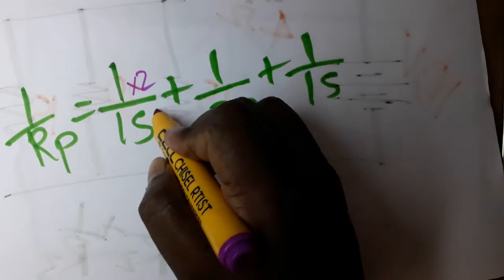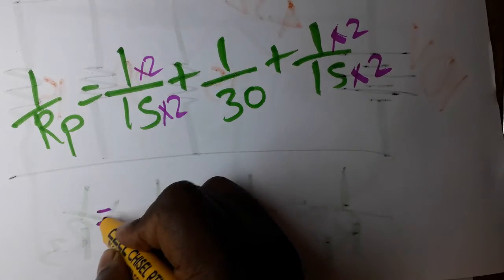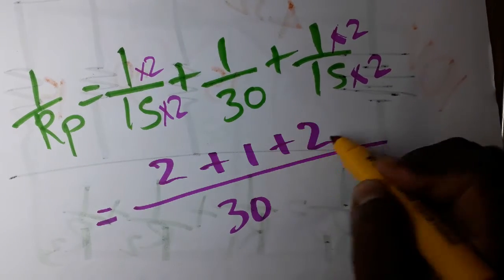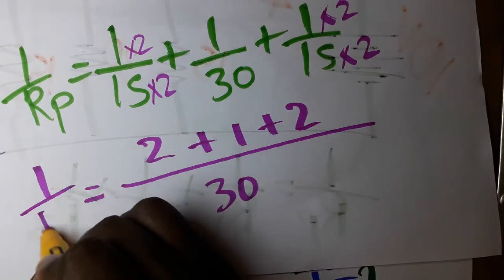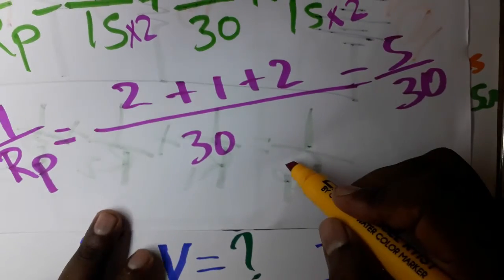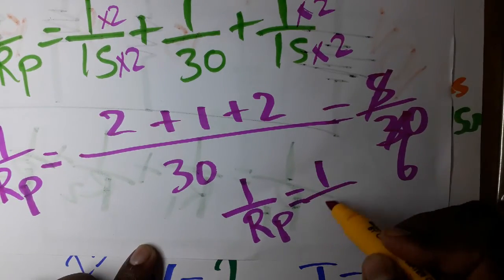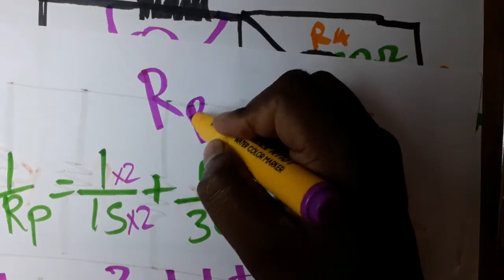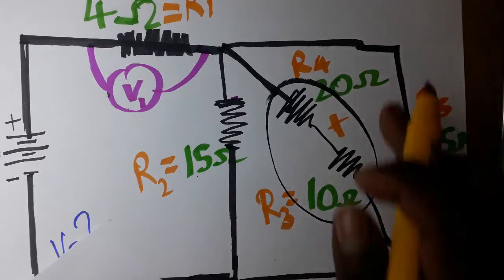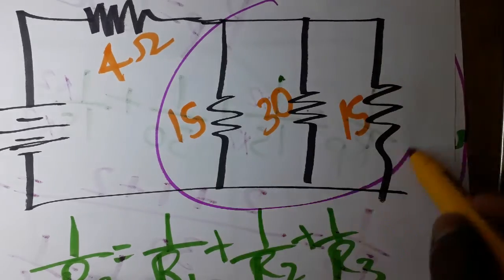So taking the common LCM, the denominator is going to be 30. So it is 2 plus 1 plus 2, so I get 5 divided by 30. So 1 divided by Rp is equal to 5 divided by 30, which is 1 divided by 6. So Rp I got as 6 ohms. So the total resistance of this combination I got as 6 ohms.